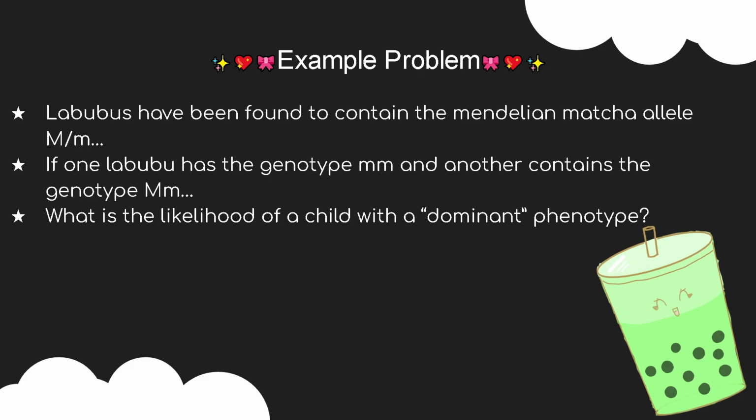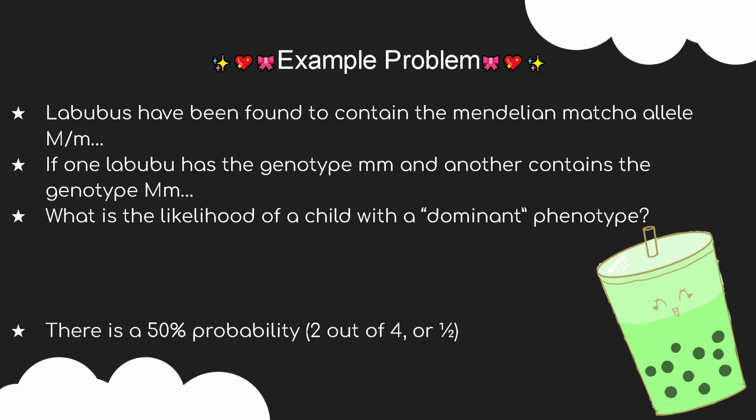And time's up. There is a 50% probability, a 2 out of 4, or 1/2 probability of the child having the dominant phenotype. Thank you so much, guys, for watching.